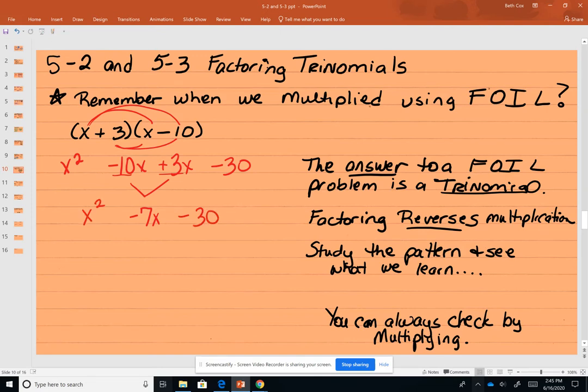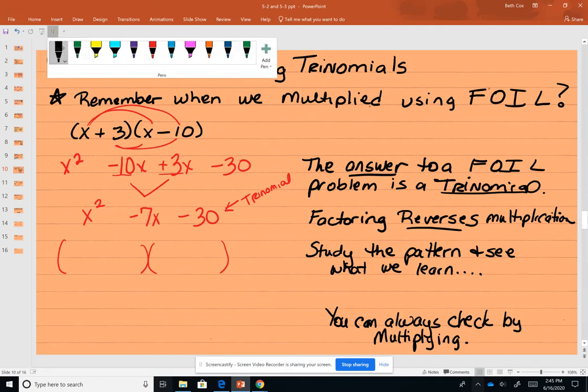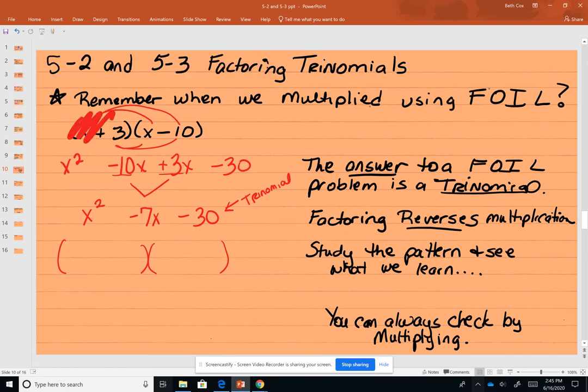Okay, so now what we're doing is we are reversing this, so that we're going to be looking at a trinomial, because that's what this is. And we have to come up with the 2 binomials that we started with. So let's don't cheat. Let's kind of cover this up. Okay. So let's pretend we can't see that.